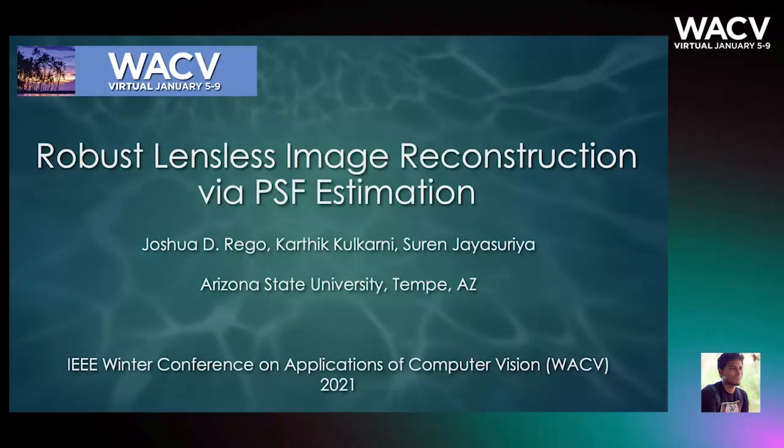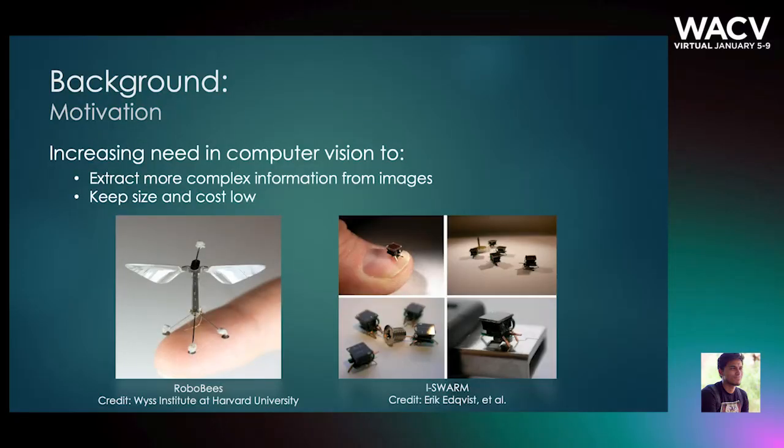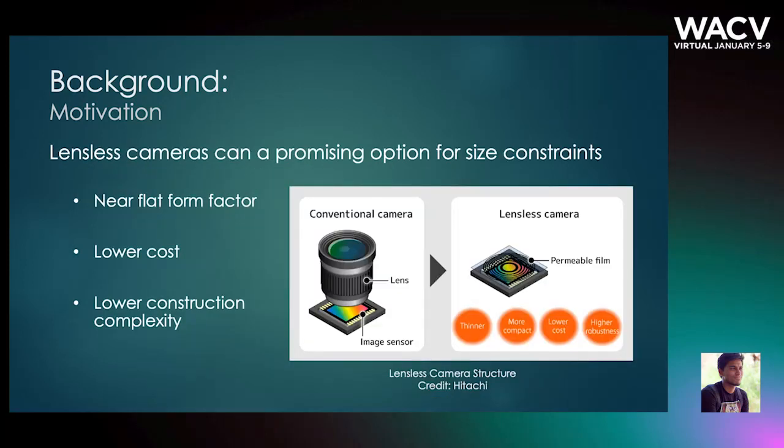My name is Joshua Rego and I'll be presenting the work in our paper titled Robust Lensless Image Reconstruction via PSF Estimation. Several computer vision applications can benefit from greater visual information while keeping camera cost and size low. Tiny robotics, for example, can greatly benefit from this. As robots get smaller, lens-based cameras become less feasible to use. Lensless cameras can be a promising option.